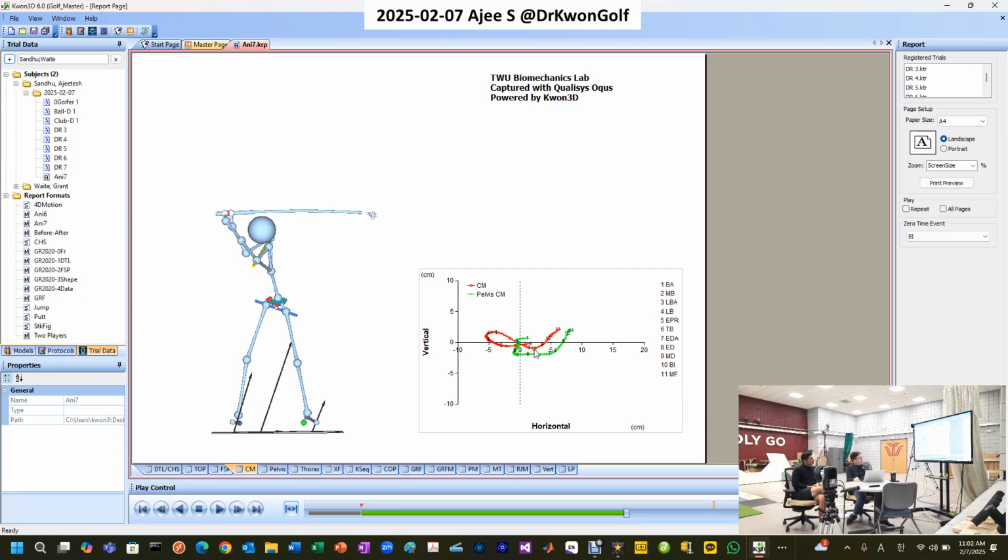But here, this downward motion can go more here. So this low point should be a lot lower than this one here. Then you will have good vertical interaction. So extra speed comes from the lead leg action. But for that, you should have a vertical motion.